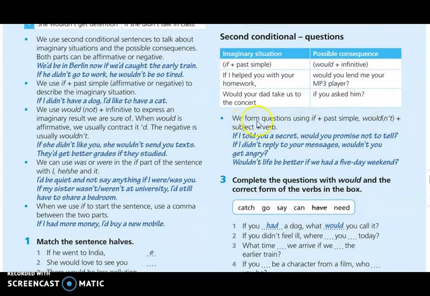Here we have one point. We form questions using if plus past simple, comma, would or wouldn't. You can ask by wouldn't plus subject, then the verb, finally the question mark. Like, if I told you a secret, this is the if part. Would you promise not to tell? Or, if I didn't reply to your messages, wouldn't you get angry? So we can ask by wouldn't. Finally, wouldn't life be better if we had a 5-day weekend? Here we asked by wouldn't.